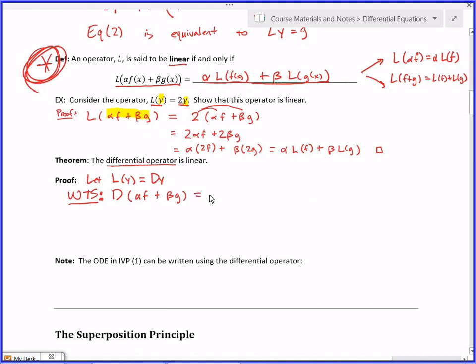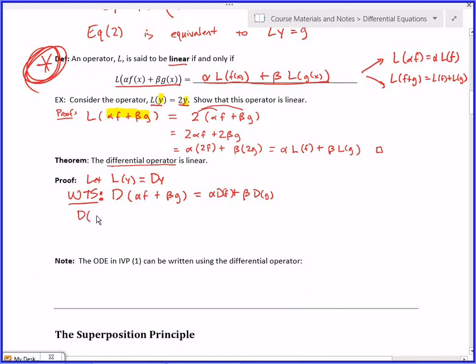I want to show that that is equal to alpha df plus beta dg. The worst beta ever. There we go. If I can show that, then I will have shown that it is linear. Now, I'm skipping the step of writing out the reasons, but you need to make sure you understand the rationale of how I go from each line up here, say, to the next line. That's what proofs are all about, is being able to understand the rationale.